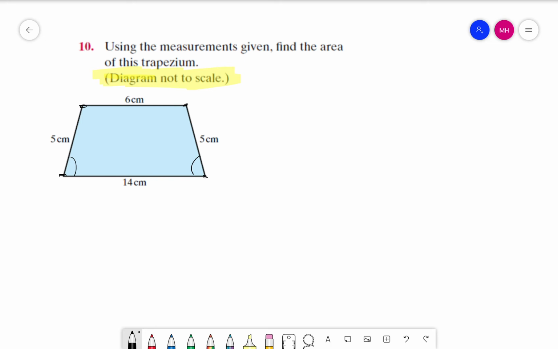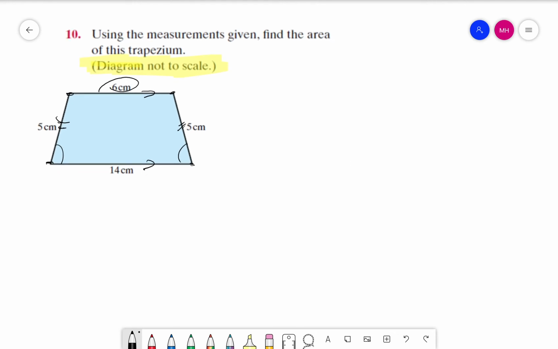This 6 centimeters at the top is centered. If these two lines are 5, we know that these are parallel lines. These two here are parallel lines. That's a property of a trapezium. So if those two are parallel and these sides here are both 5, then what we can say about this line 6 is it has to be centered right down the middle.